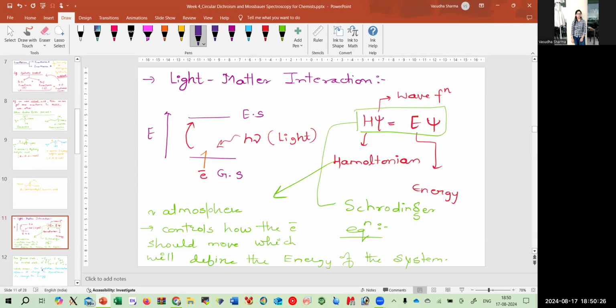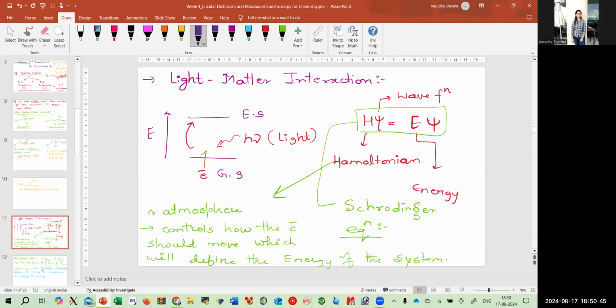We know that if we radiate light or electromagnetic radiation onto the electron, it would go to the excited state. Basically, how this happens: we know that the Schrodinger wave equation gives us the Hamiltonian acting on the wave function, giving energy times the wave function.